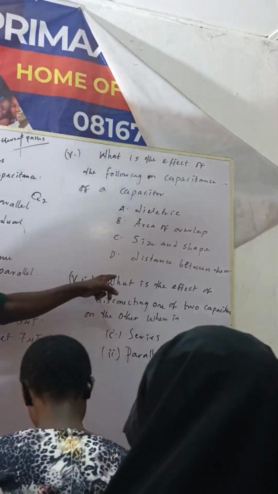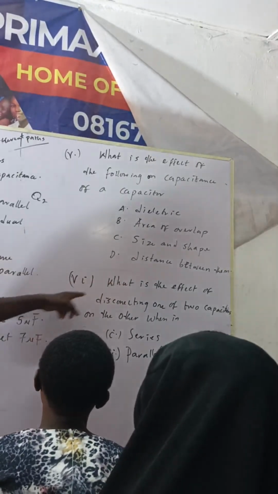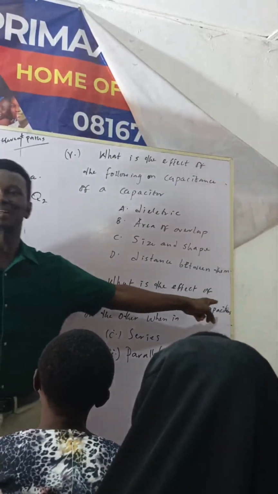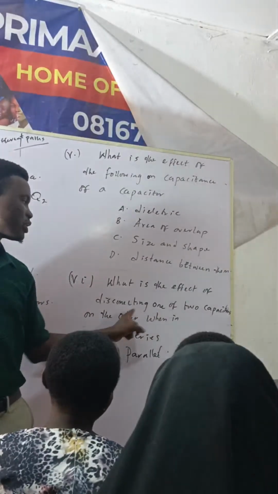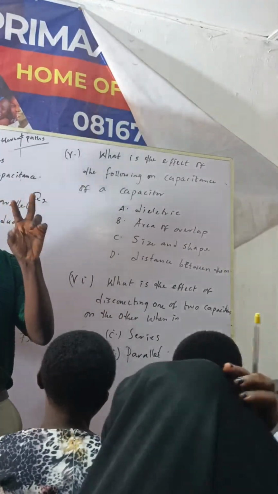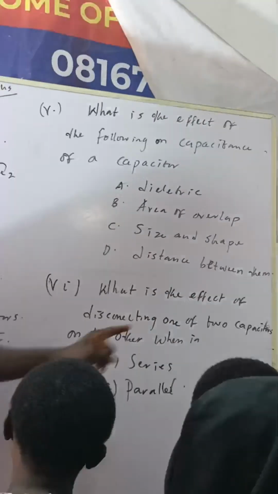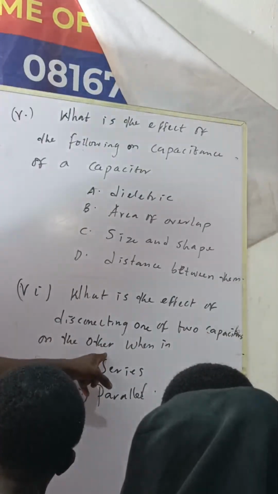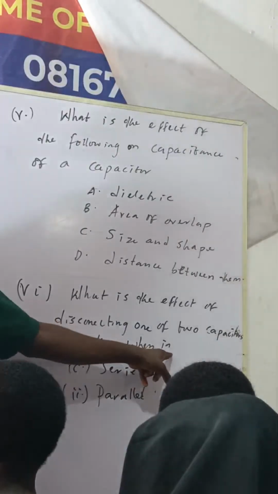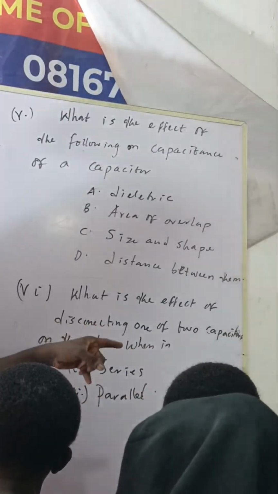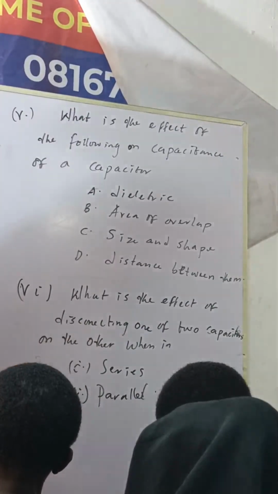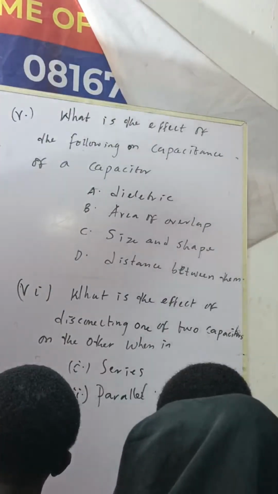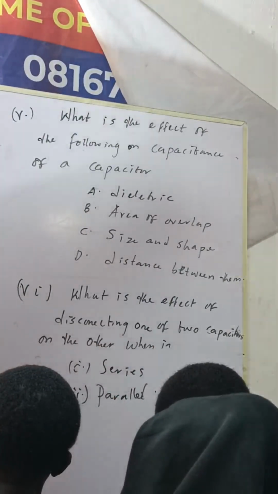What is the effect of disconnecting one of 2 capacitors? There are 2 capacitors, so you are disconnecting one. What will be the effect on the other when the 2 capacitors are in series or when the 2 capacitors are in parallel? So that's the question. What is the effect of disconnecting one of 2 capacitors on the other when in series or in parallel?